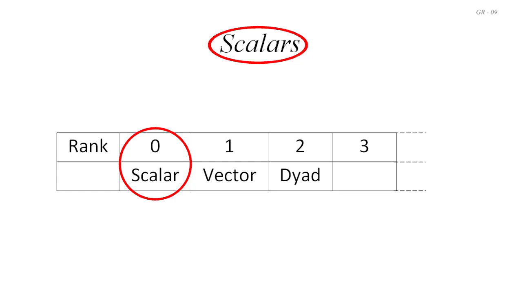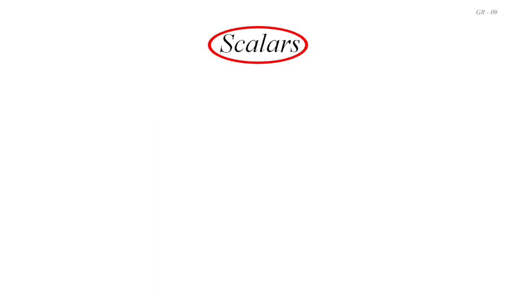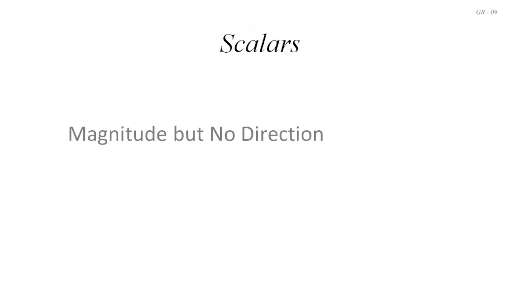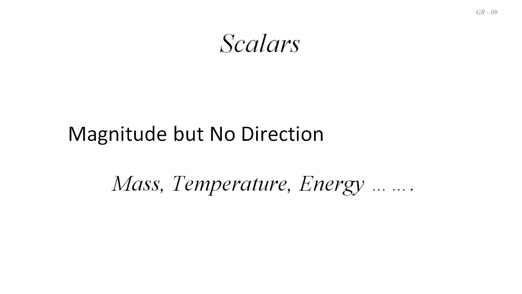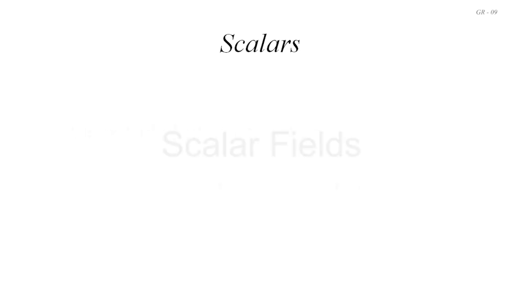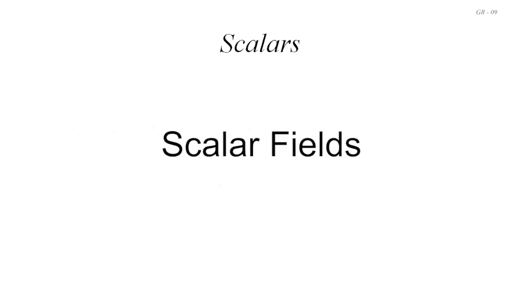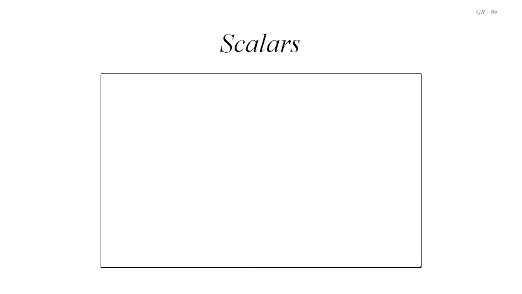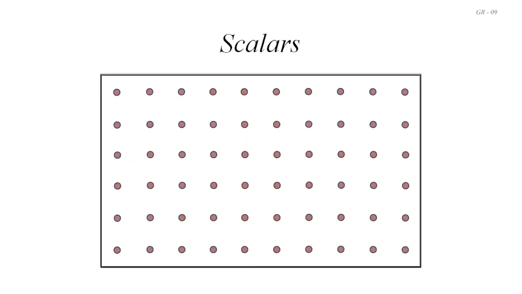Scalars, or rank 0 tensors, are perhaps the easiest to discuss. They have magnitude or size, but no direction. Mass, temperature, and energy are often given as examples of scalars. They can't be said to point in any particular direction. And in our discussions, we are likely to be concerned with scalar fields in space, but they still have no direction in space. For example, staying with a flat two-dimensional space, we might picture a scalar field something like this.